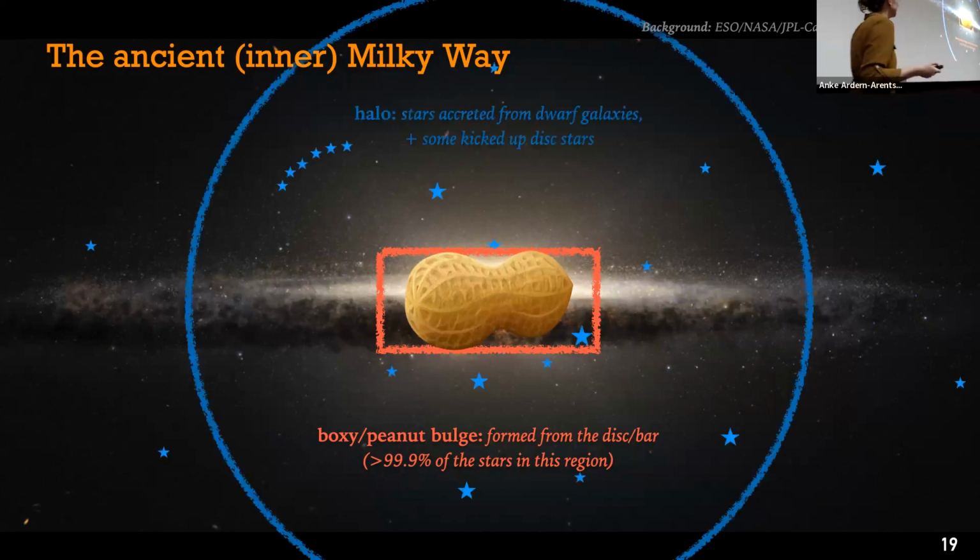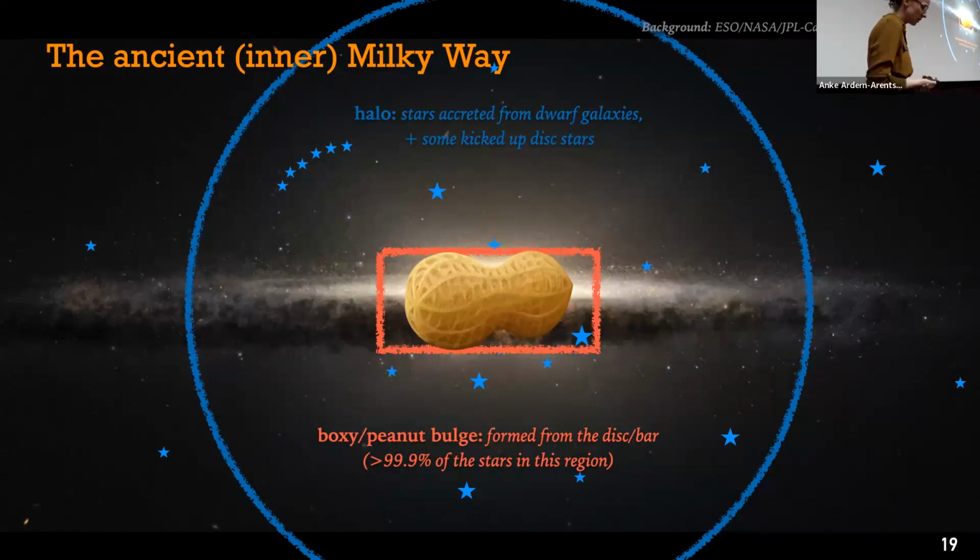So then we also have the galactic halo. This is a component mostly made up of small galaxies that were accreted early on, and some stars that were kicked out of the disk. And the halo has a center which overlaps with the galactic bulge. So there will be some of these metal-poor stars there.